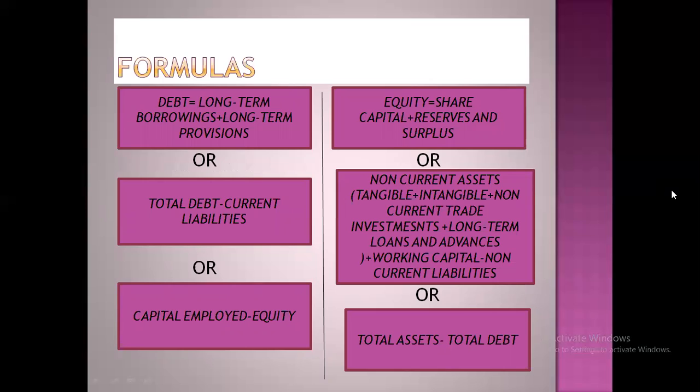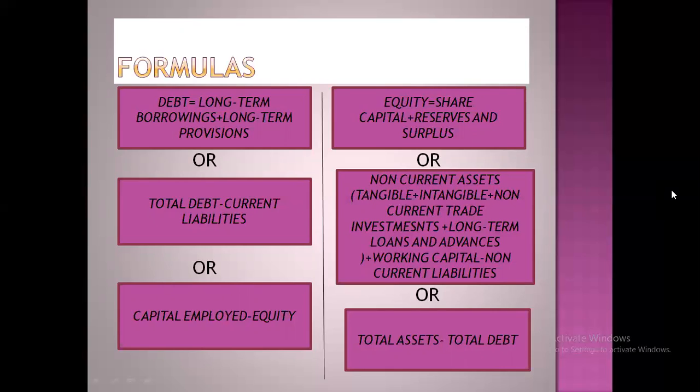Debt can be calculated by 3 ways. Debts are long-term borrowing plus long-term provision. Or if current liabilities are deducted from the total debt, we'll get long-term debt. Or capital employed minus equity. Now how to calculate equity? Equity is basically shareholder fund.